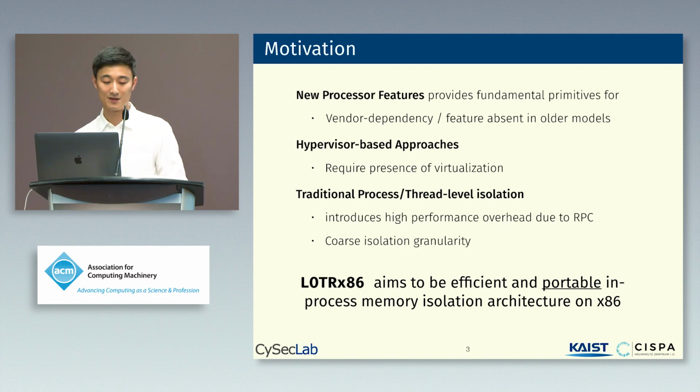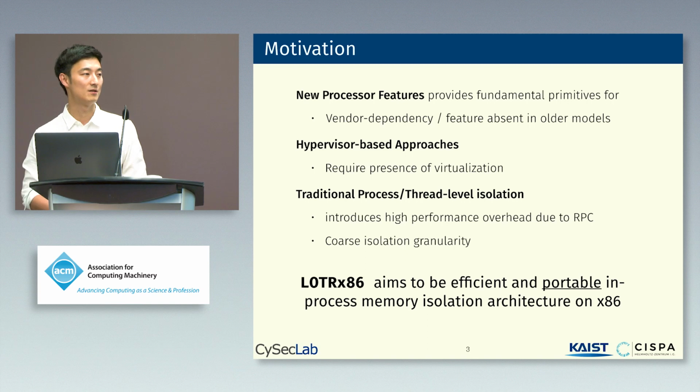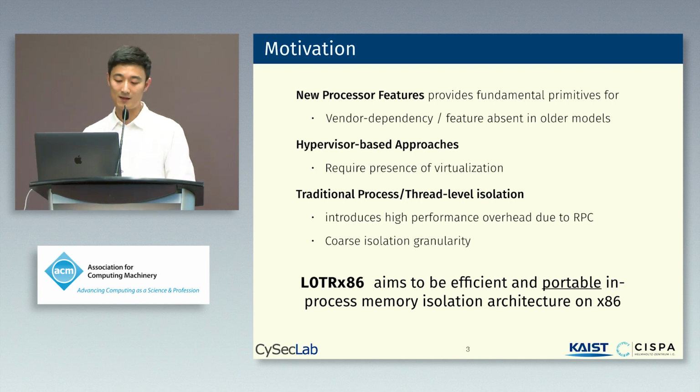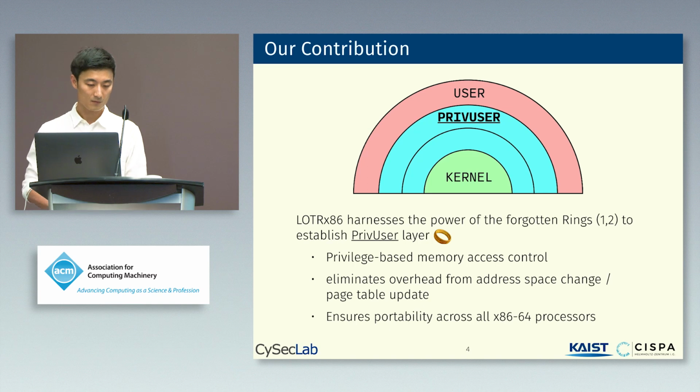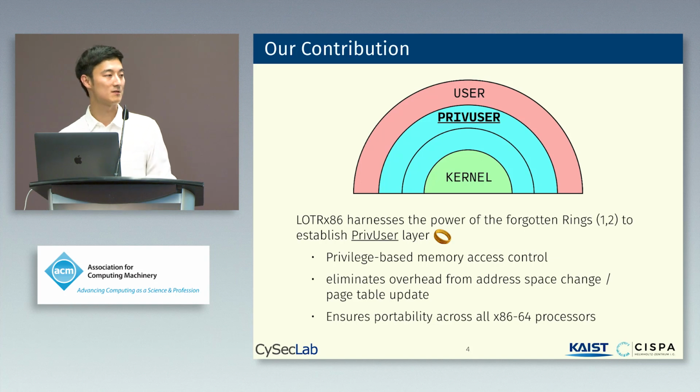Lastly, we have traditional methods that reuse the process and thread level separation for program isolation. However, the approach requires RPCs that induce significant performance overhead. Also, it is often difficult to achieve fine-grained isolation using these mechanisms. So we believe that there is a need for a portable and fast mechanism for in-process memory isolation. Our architecture, called LOTR x86, aims to be a portable alternative that developers can incorporate without worrying about compatibility or dependency issues.